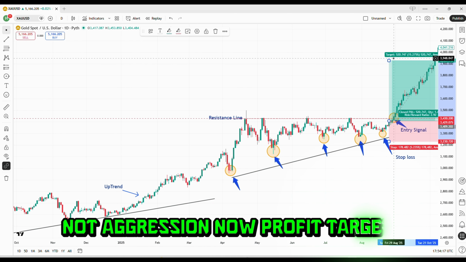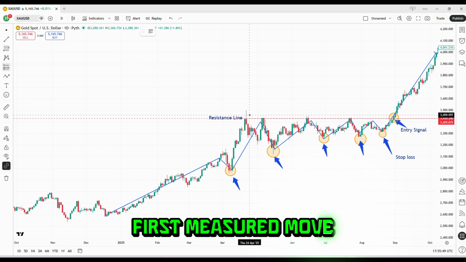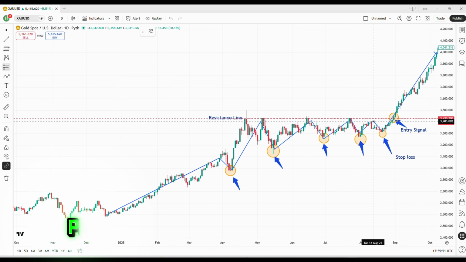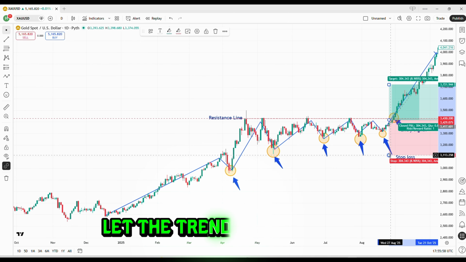Now, profit targets. There are 3 structured approaches. First, measured move. Measure the height of the base, projected upward from breakout. Second, trailing stop under higher lows. Let the trend pay you.